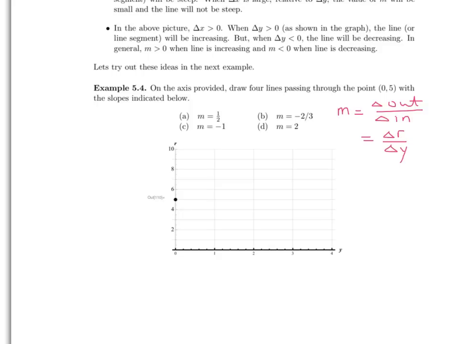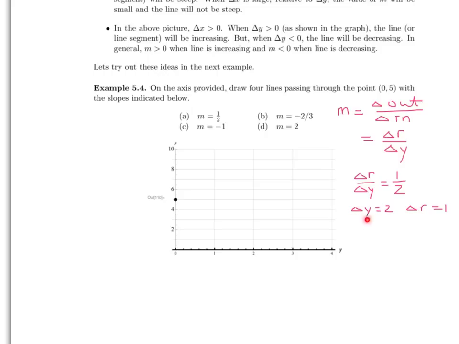Okay, let's look at part A. In part A, the slope is a half. So in other words, we're saying that the ratio of the change in r to the change in y is 1/2. You can think of the 2 as representing a change in y and the 1 as representing a change in r. So we are changing y by 2, we are changing r by 1. Now, a change of 2 means we've increased. We've increased by 2.